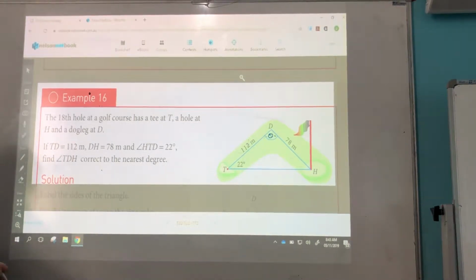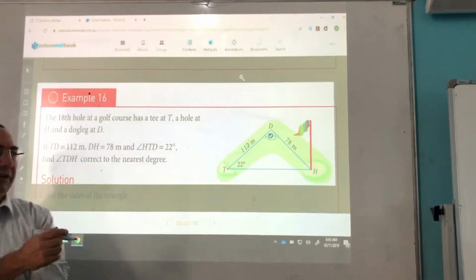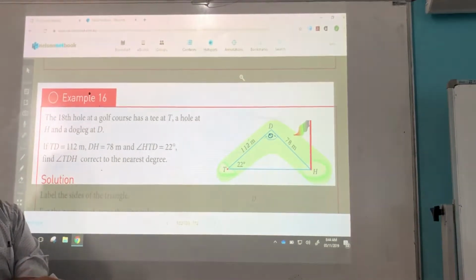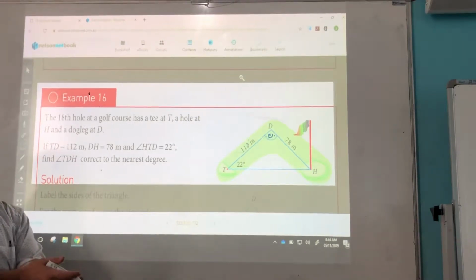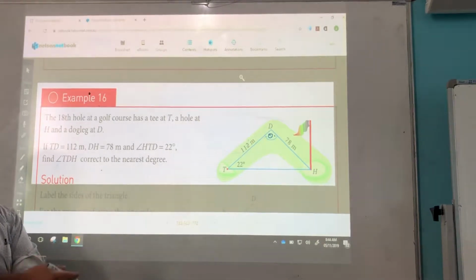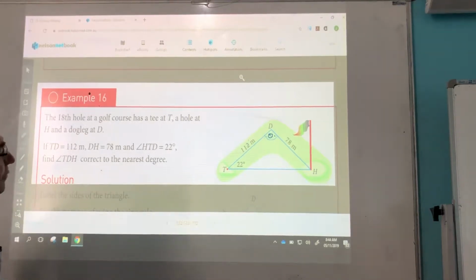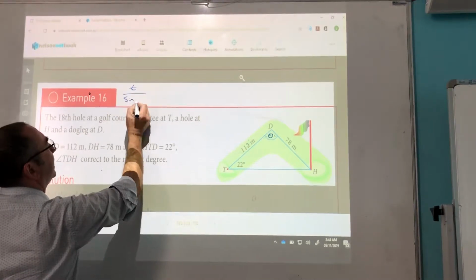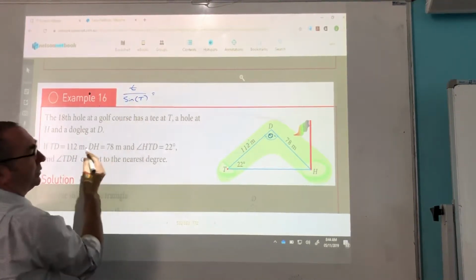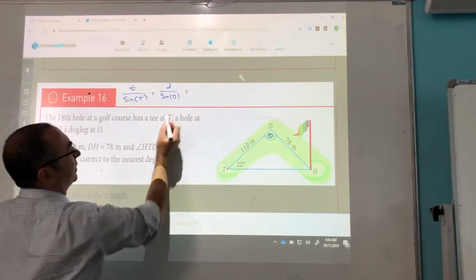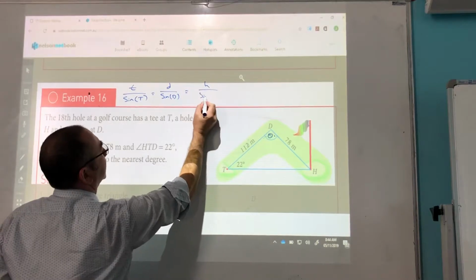Okay, so apart from pretending like it's a real world example, it's basically the same. Having drawn the diagram, you can see it's the same work we've been doing. One of the only differences here is that instead of having the triangle called ABC, it's called TDH. And so we know how to adapt that formula. We just write that T over sine T equals D over sine D equals H over sine H.